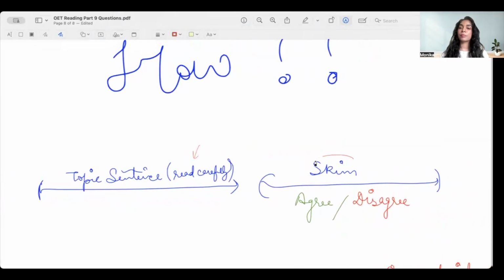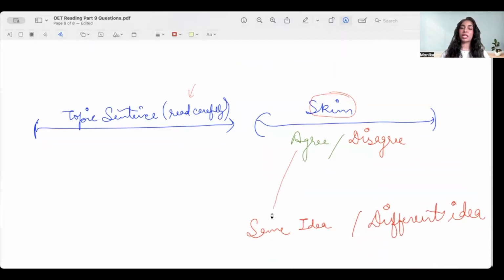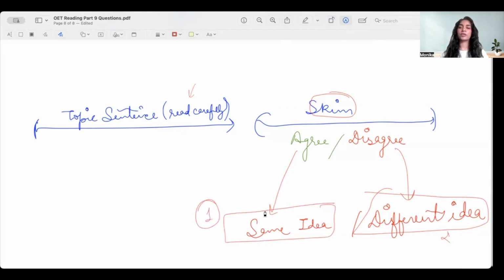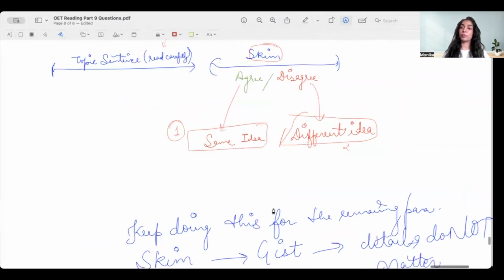And I want you to skim here. I don't want you to read it carefully, word by word. No, just skim it. Is it supporting the previous sentence? If yes, then it is the same idea and we don't need to take notice. But if by skimming you recognize that it is actually disagreeing with the previous sentence, going in a different direction, then that means it's a different idea. And if it's a different idea, I want you to mark it as a different idea. If it's the same idea, you keep on going and you do the same thing for the remaining paragraph.